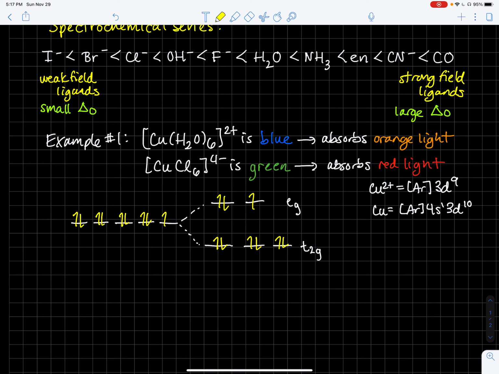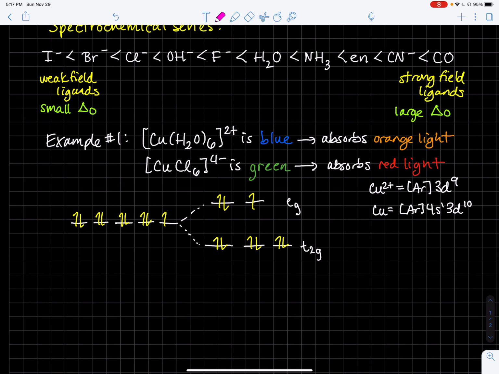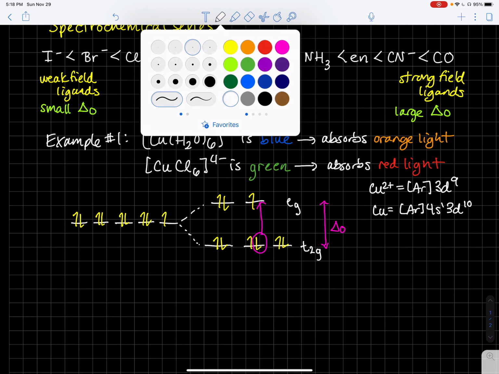Okay, so when light is being absorbed by this complex, you're taking some electron from down here in the lower set of orbitals and putting it up here. And this splitting here is your octahedral splitting, delta O. So if we go back up and look at what we wrote for the hexaaquo and the hexachloro compounds, we can see that there are different octahedral splittings. One corresponds to orange light being absorbed by that electron, and one corresponds to red light. So we could draw those schematically.